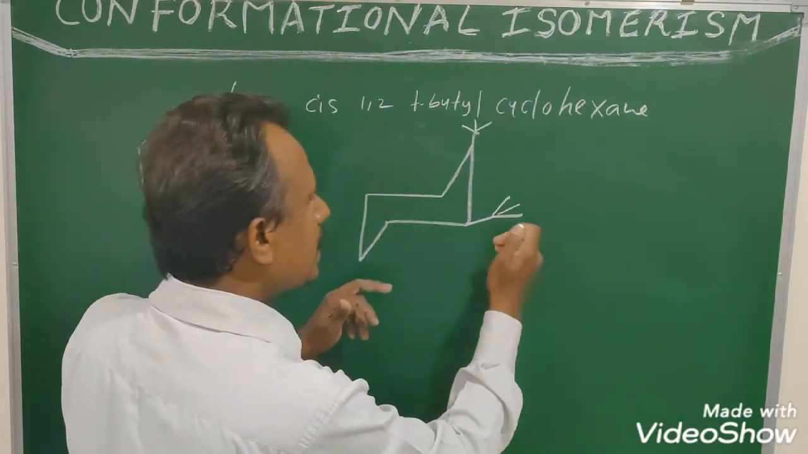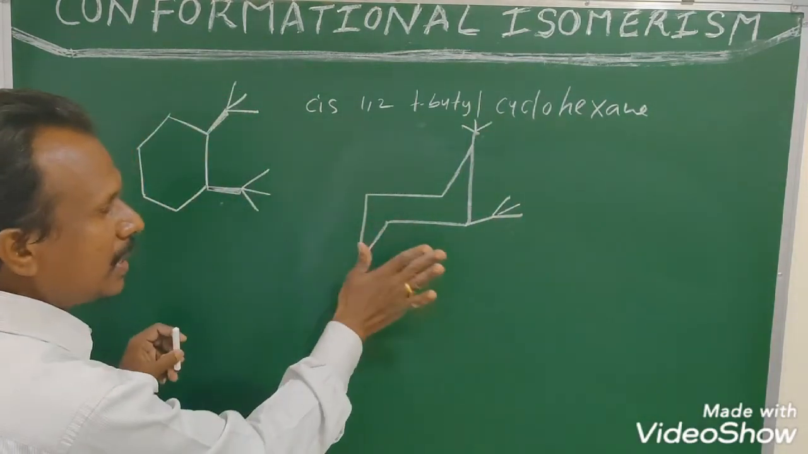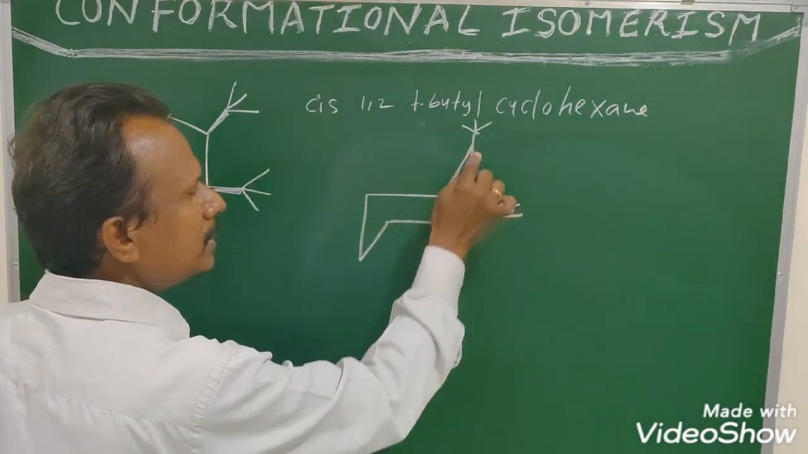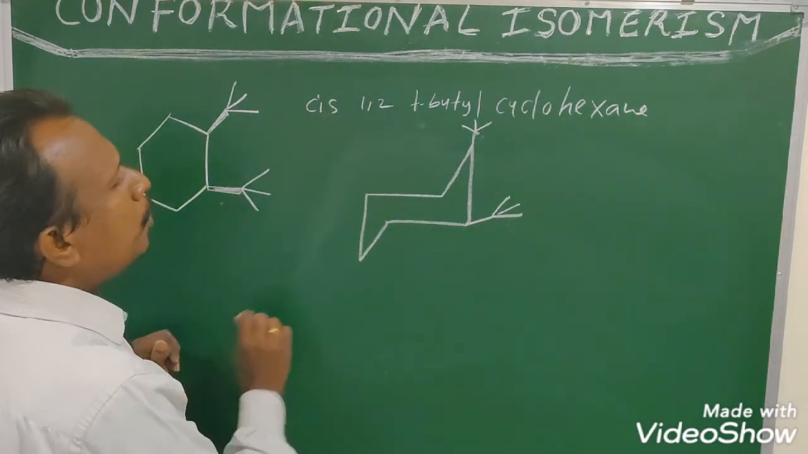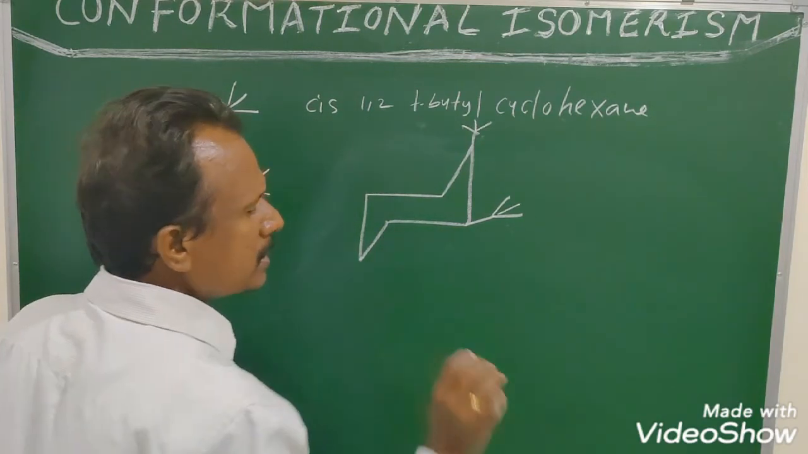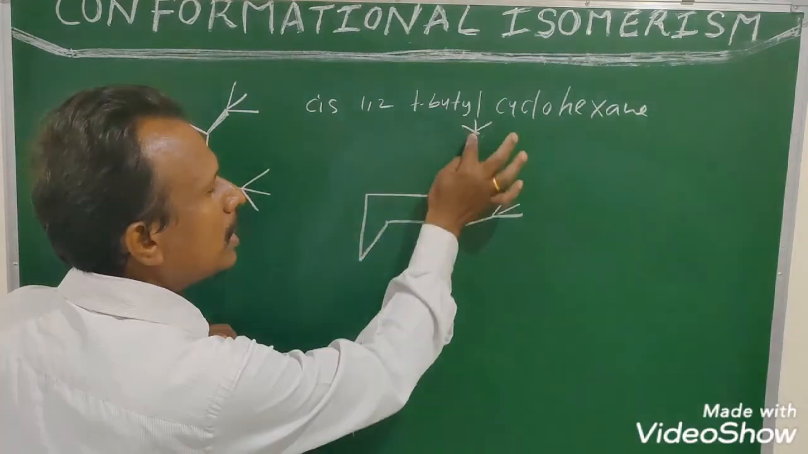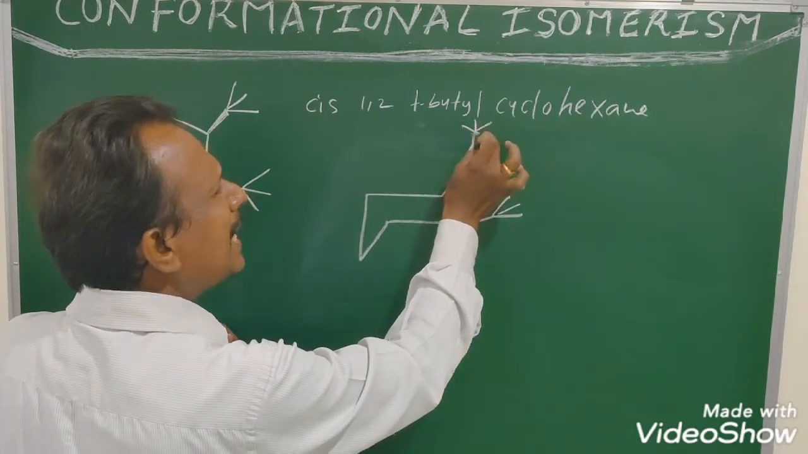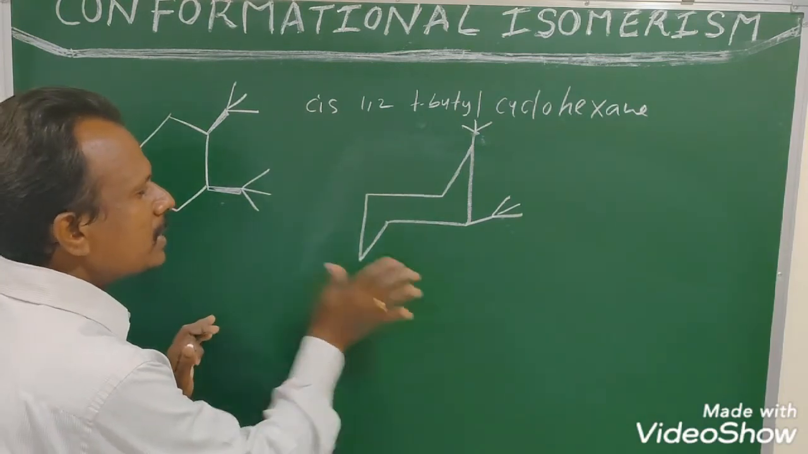Due to flipping, what happens? Axial becomes equatorial and equatorial becomes axial, but it is highly unstable. The chair conformation in which t-butyl is axial is highly unstable. To attain stability, this compound does not exist in chair conformation, because in the chair conformation one of the t-butyls is axial, which leads to high instability. So this compound does not exist in chair conformation.